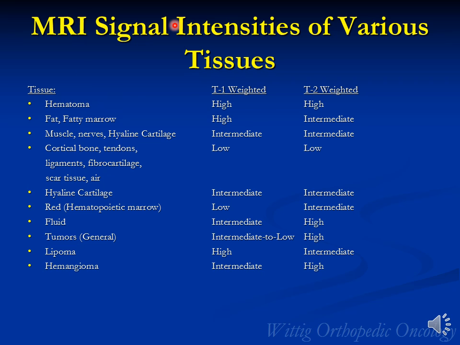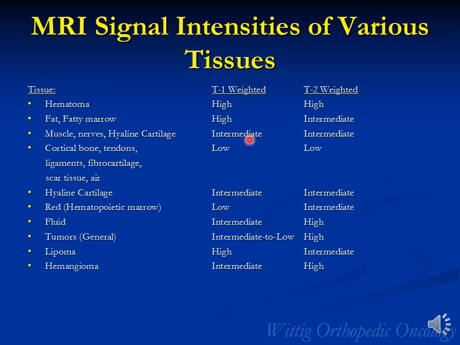These are the MRI signal intensities of various tissues. Typically, standard MRIs call for both T1 weighted and T2 weighted images. A hematoma is high signal on T1 and high on T2. Fat and fatty marrow is high on T1 and intermediate on T2, unless the T2 is fat suppressed. If it's fat suppressed, fat will be low signal on the T2.